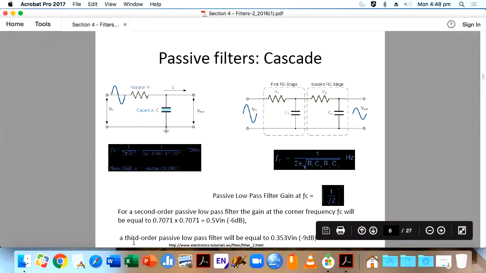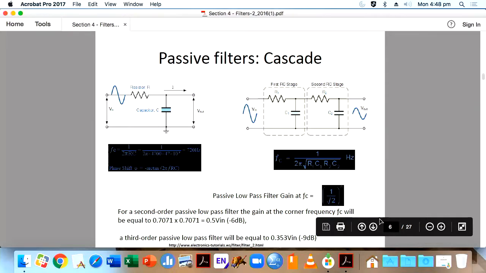And if you are using a third order filter, if you connect 1 more stage, then your signal will be attenuated to 0.35. If you are connecting 1 volt here, after 3 stages you will get only 0.353 volt. So that is attenuation in the passive filter.